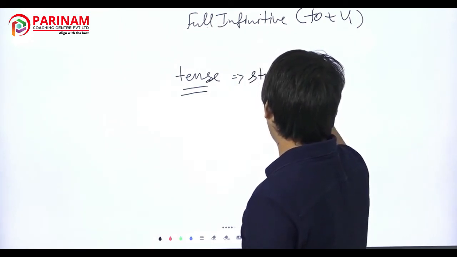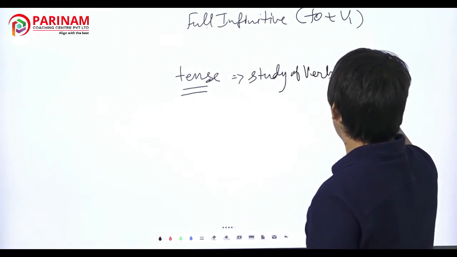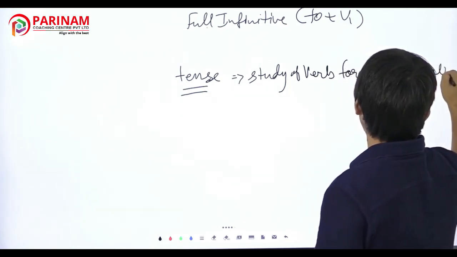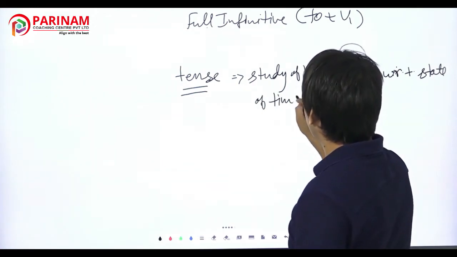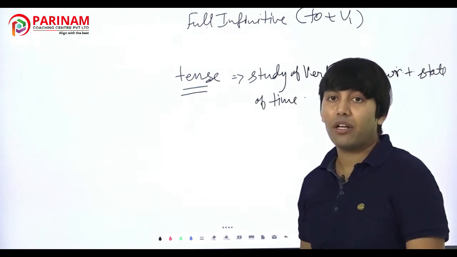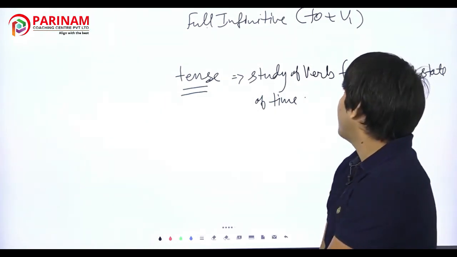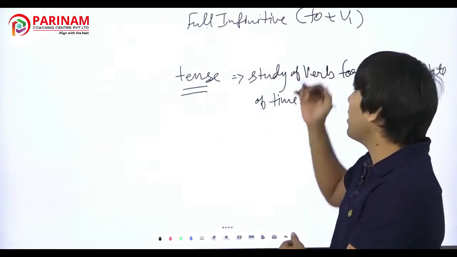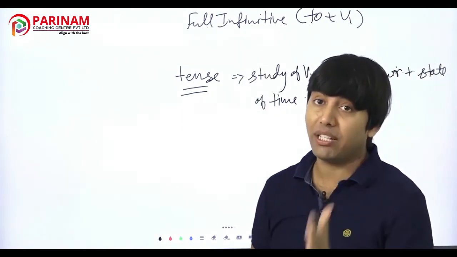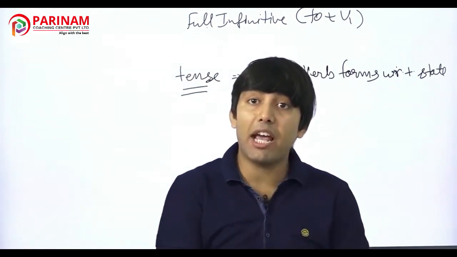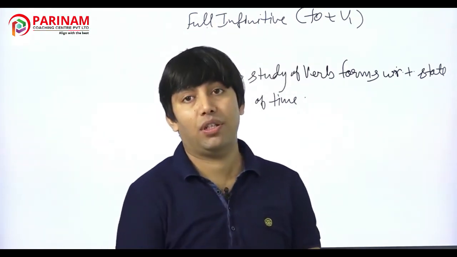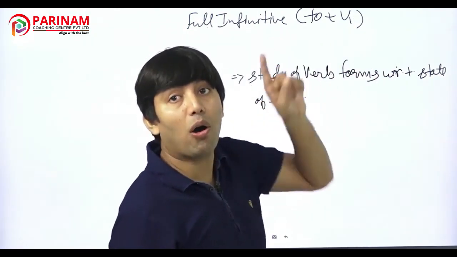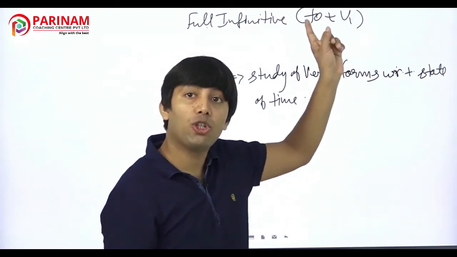study of verb forms with respect to state of time. This definition I had told you in the tense topic in the very starting. Tense is study of the verb forms with respect to state of time. So that means this to plus V1, when I say 4 tenses, it has 4 tenses. That means it can be written in 4 verb forms, and all those 4 verb forms will be written after to.